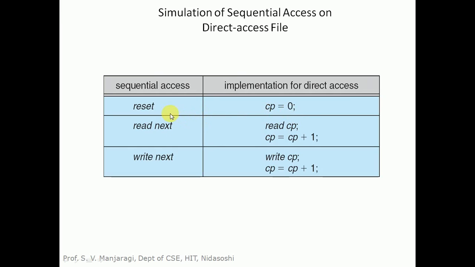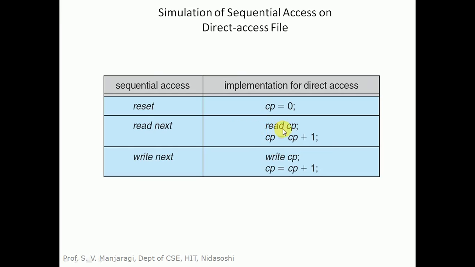So whenever we execute the reset operation, the file pointer or the current position pointer will be reset to the beginning of the file, that is 0. It will reference the first byte of the file. The next operation is read next. So read next is basically reading the next byte or record.